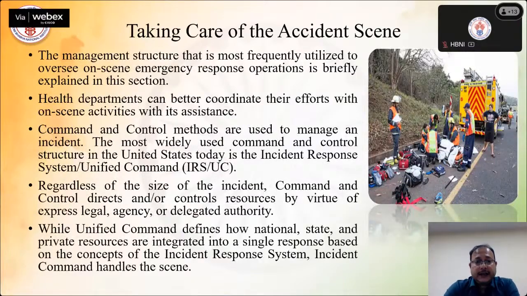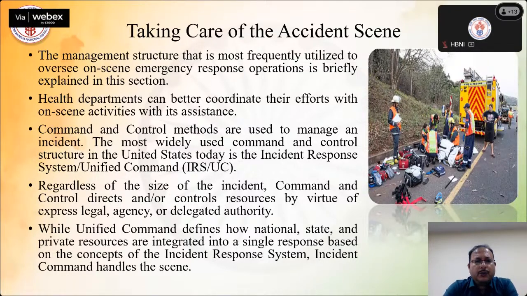Taking care of the accident scene again is a big challenge, but in this case also we have written something. The management structure that is most frequently utilized to oversee on-scene emergency response operations is briefly explained in this section. Health departments can better coordinate their efforts with on-scene activities with assistance. Obviously, you can see in the figure also there should be a mechanism of triage. Then you have to provide the treatment, you have to provide the antidote, whichever type of antidote is required, after the finding of the chemical or agent.